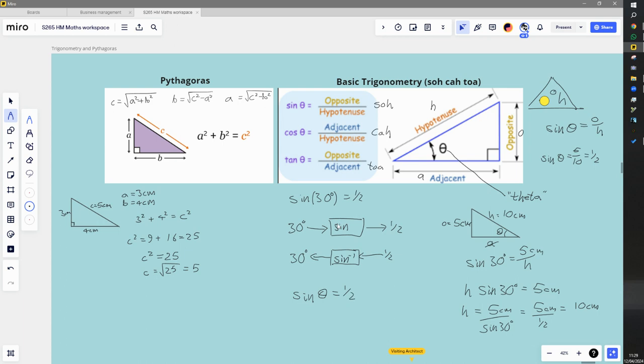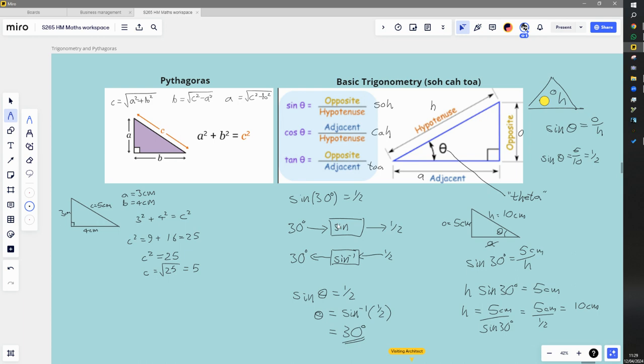So sine theta is equal to a half. What's theta? What I need to do is put the half into the machine backwards. On my calculator, if you press shift and sine, you should get inverse sine. So to rearrange this formula, I would do inverse sine of both sides, and that would give me theta is equal to the inverse sine of a half. Put that into our calculator, which is going to give us 30 degrees.